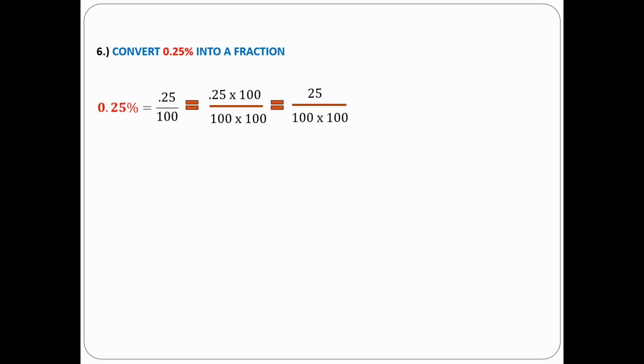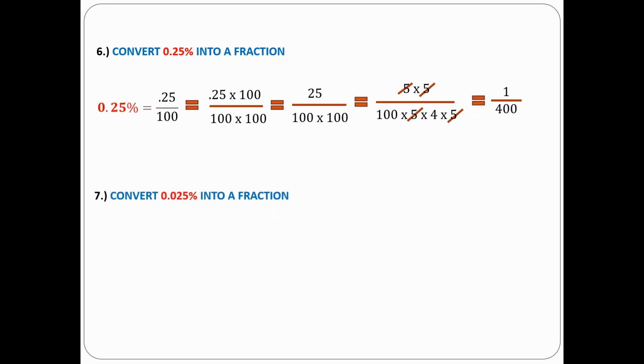So 25 can be broken down into 5 times 5. And one of the 100 values can be written as 5 times 4 times 5. So I can cancel 5. So our answer is going to be 1 over 400.